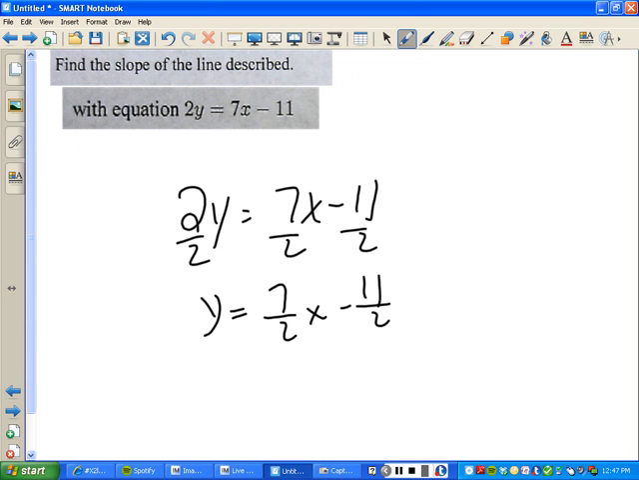Now, notice that when I say solve for y, I'm not plugging in x is 0. That's not my first step. That's to find the y-intercept. For this, I'm just solving for y as it sits, and the slope is 7/2. Sorry to bore you.